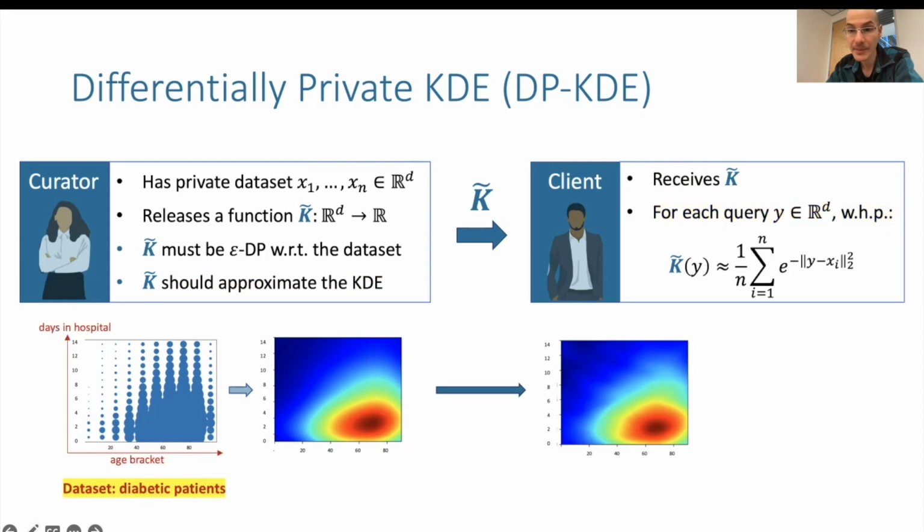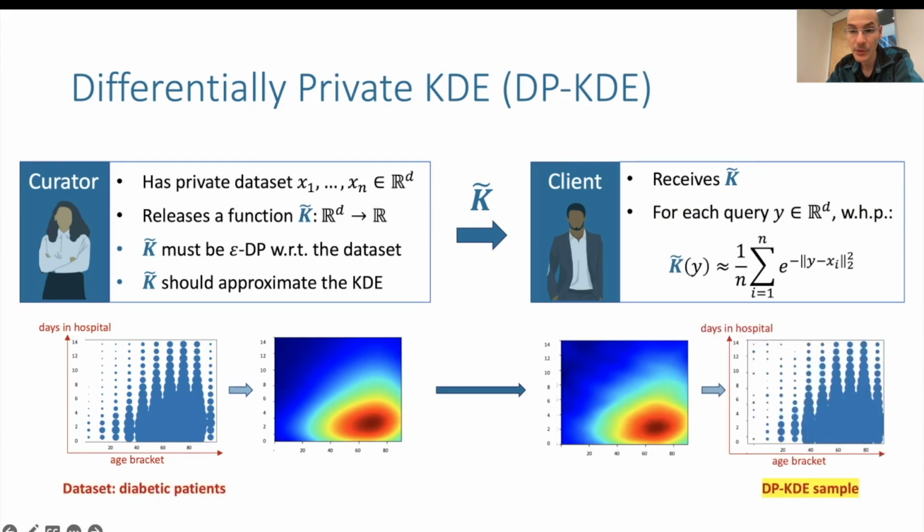For example, here in the bottom, this is a real dataset of hospital visits by diabetic patients, and we may need to protect their private medical data while doing data science or machine learning on this dataset. So if the client were to draw samples from the DPKDE distribution, he would get a synthetic sample of hospital visits that never happened, of patients that do not exist, which nonetheless has similar statistical characteristics to the original dataset without disclosing any private information.